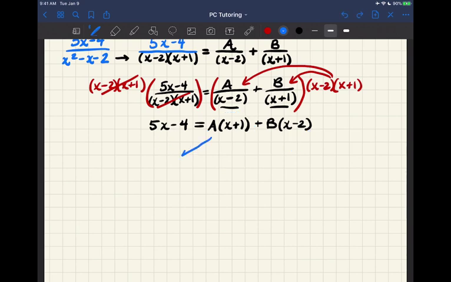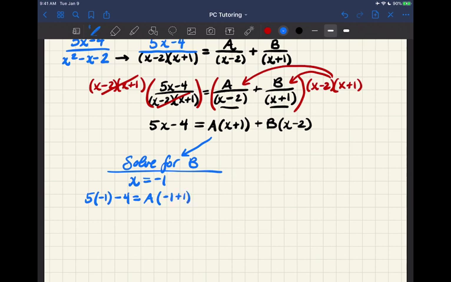So on the left, I'm going to first solve for b first, since that was the first one I brought up. So in order to solve for b, I'm going to substitute x as -1. So notice what happens. We have 5 times -1 minus 4. That is going to be equal to a times -1 plus 1 plus b times -1 minus 2. And I know that was a lot of information, but bear with me here.